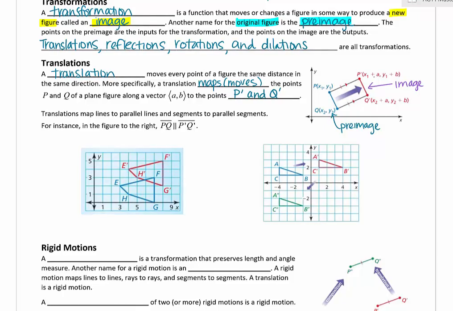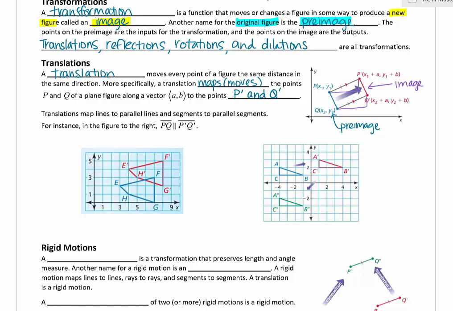In this case, we're just moving it along this vector, however that vector is being moved. So we can think about it as it's going over in this direction and then up. So that vector would be how all of these things move. And you can see that these would be the same, which is why all of this got moved over here. So translations will map lines to parallel lines. As you can see here, PQ is parallel to P prime Q prime.